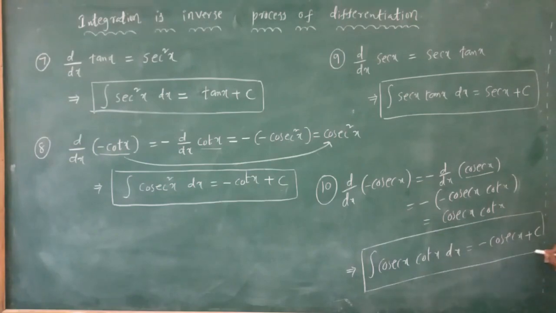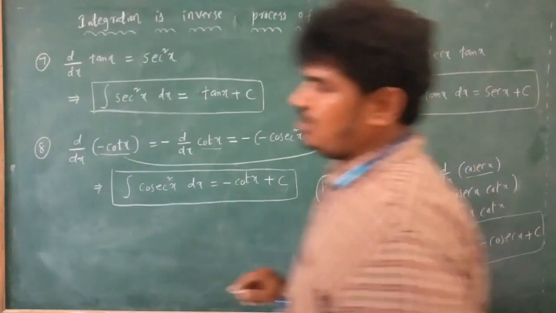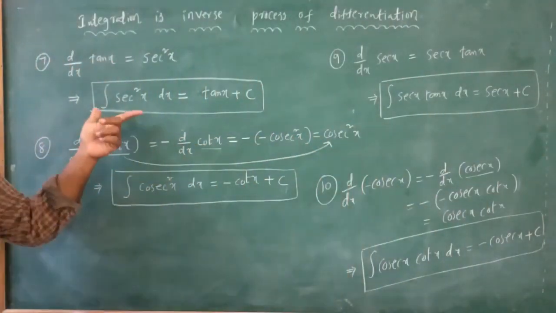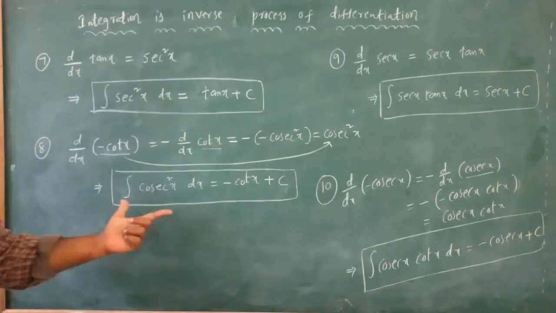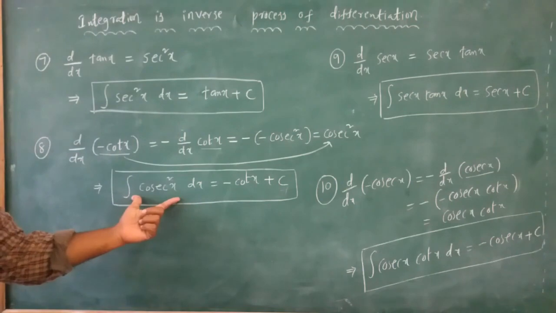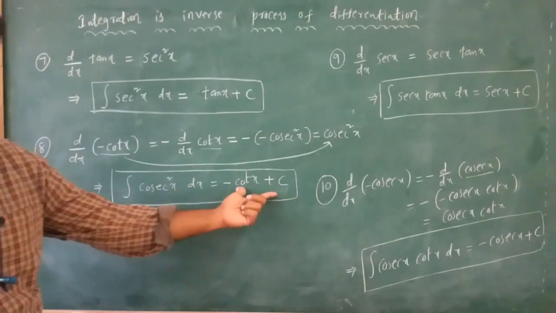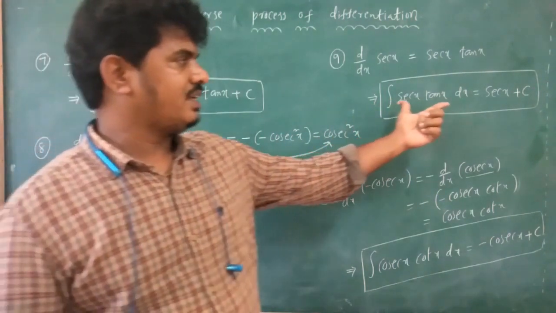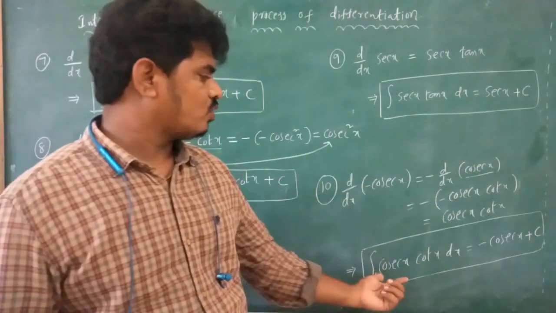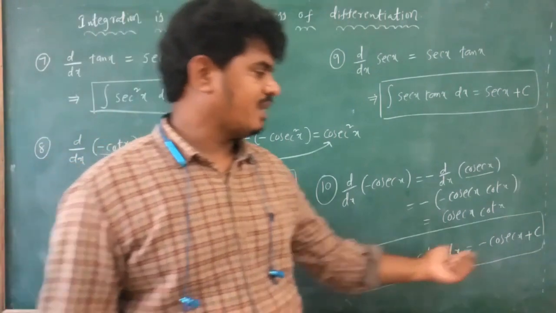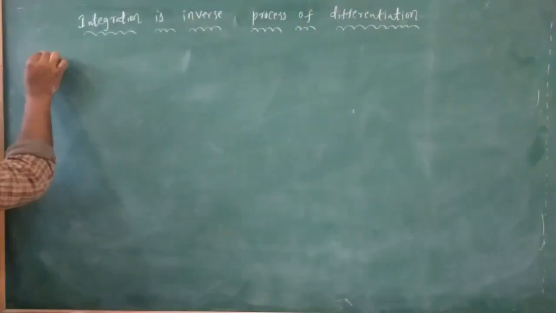Just observe this. What is the integral of secant square x dx? Tan x plus c. What is the integral of cosecant square x dx? Minus cot x plus c. What is the integral of secant x tan x dx? Secant x plus c. What is the integral of cosecant x cot x dx? Minus cosecant x plus c.